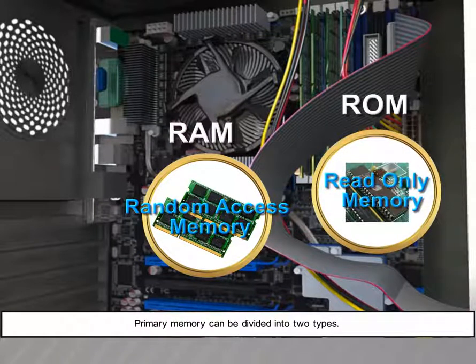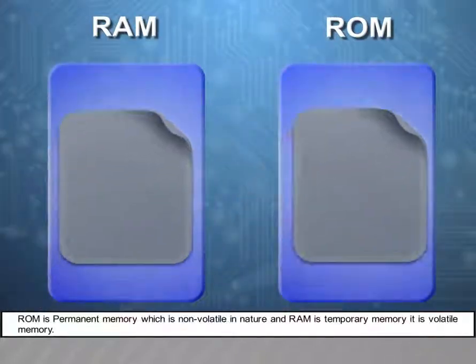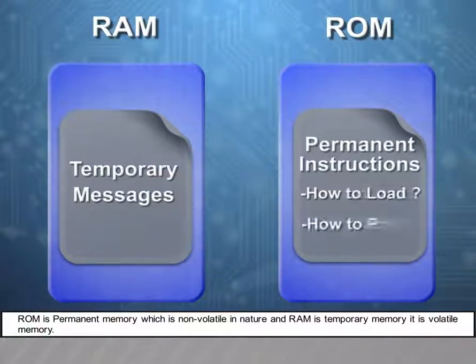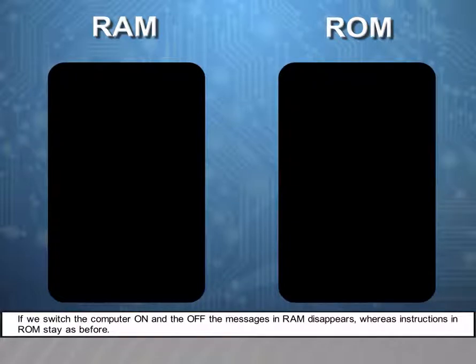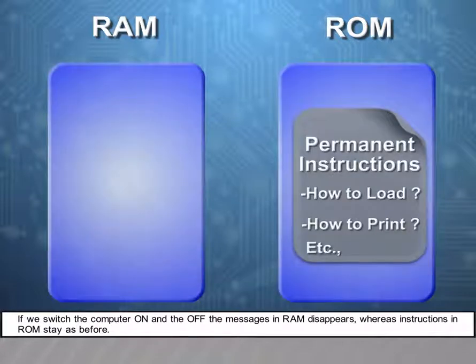ROM, that is read-only memory. ROM is permanent memory, which is non-volatile in nature, and RAM is temporary memory, it is volatile memory. If we switch the computer on and off, the messages in RAM disappear, whereas instructions in ROM stay as before.